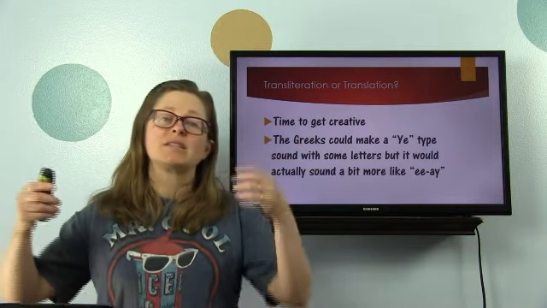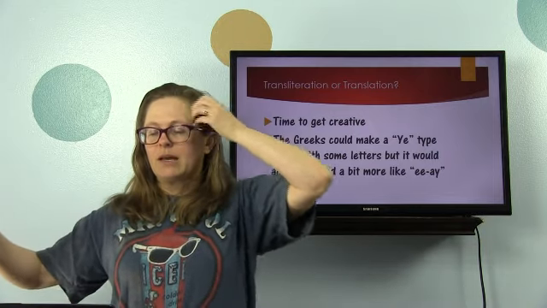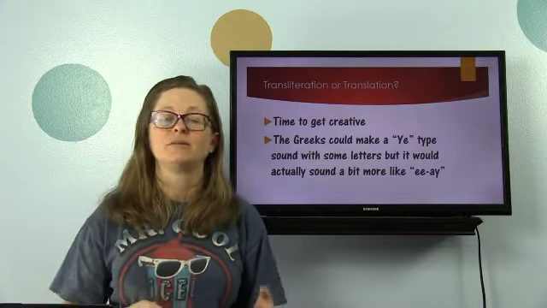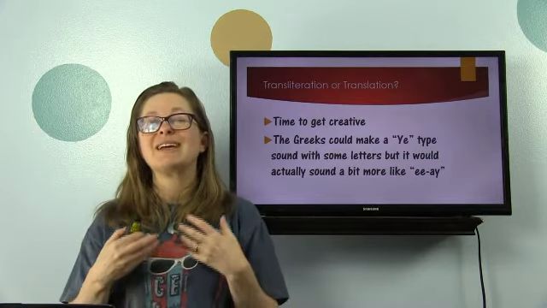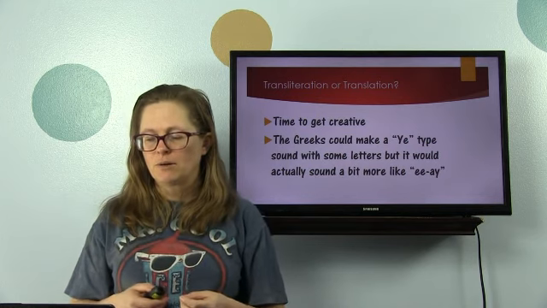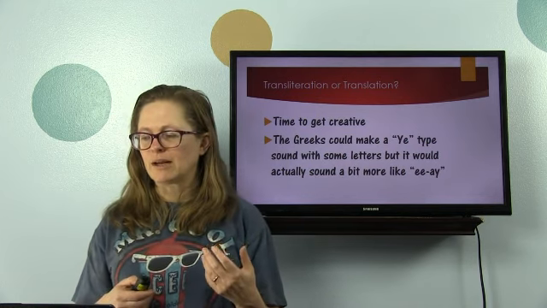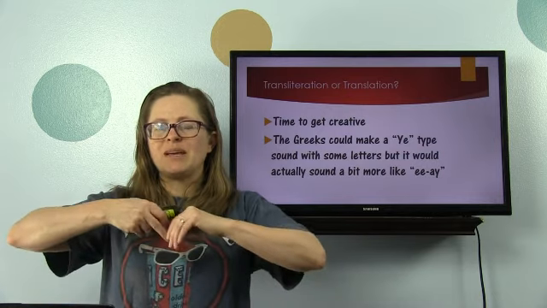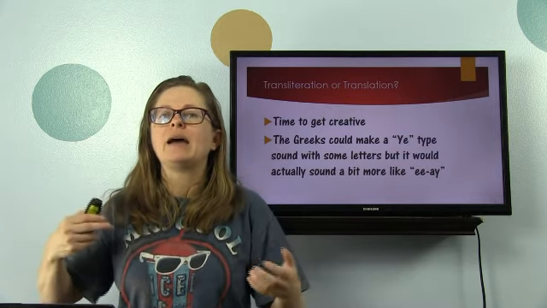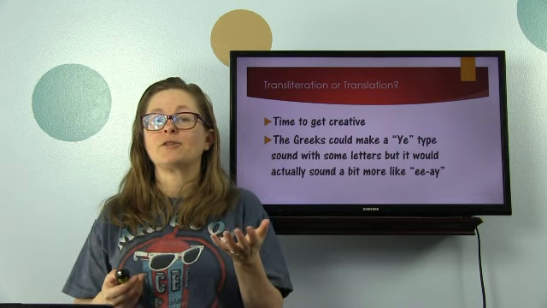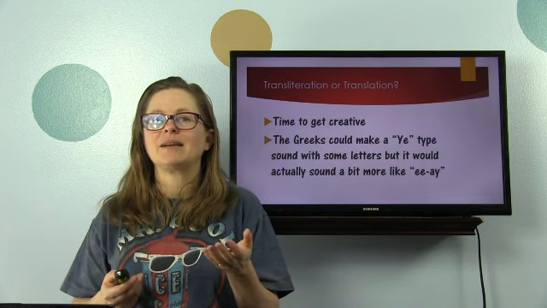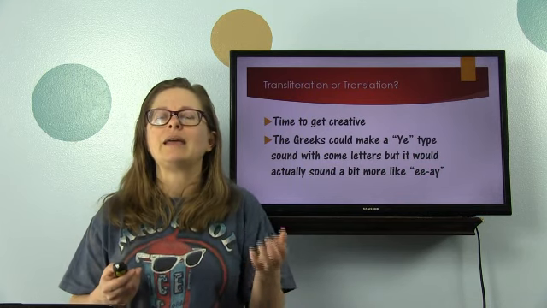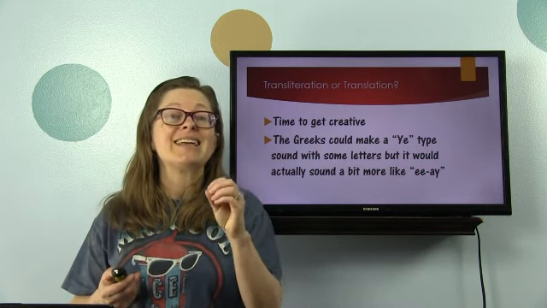Okay, so it's time to get creative. The Greeks could make a y type of sound, so we're going from Yeshua here. They could make a y type of sound with some letters, the ones that look like I and N, which would actually sound a bit more like "yeah," because that first one made an E sound and the second one made an E sound. So when you put E and E together, "yeah." So it kind of sounds like "yeah."